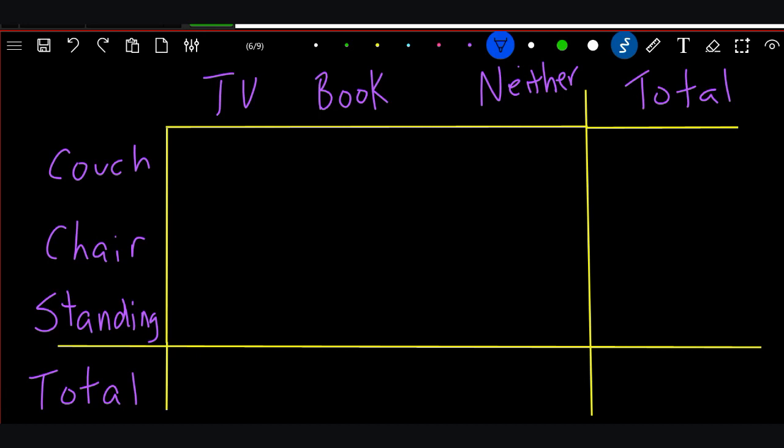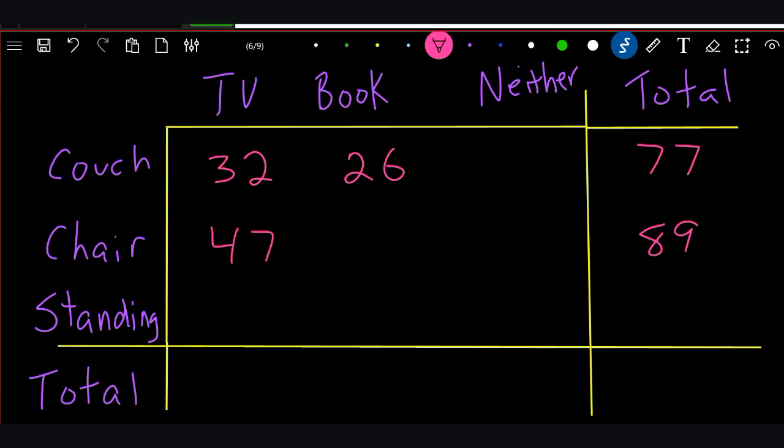Notice it says of the 77 volunteers who sat on the couch. So that means that 77 volunteers sat on the couch. So 77 sat on a couch. It says 32 of those watched TV, 32 watched TV, and 26 read a book. Of the 89 volunteers who sat in the chair, 89 sat in a chair, 47 watched TV, and 29 read a book.